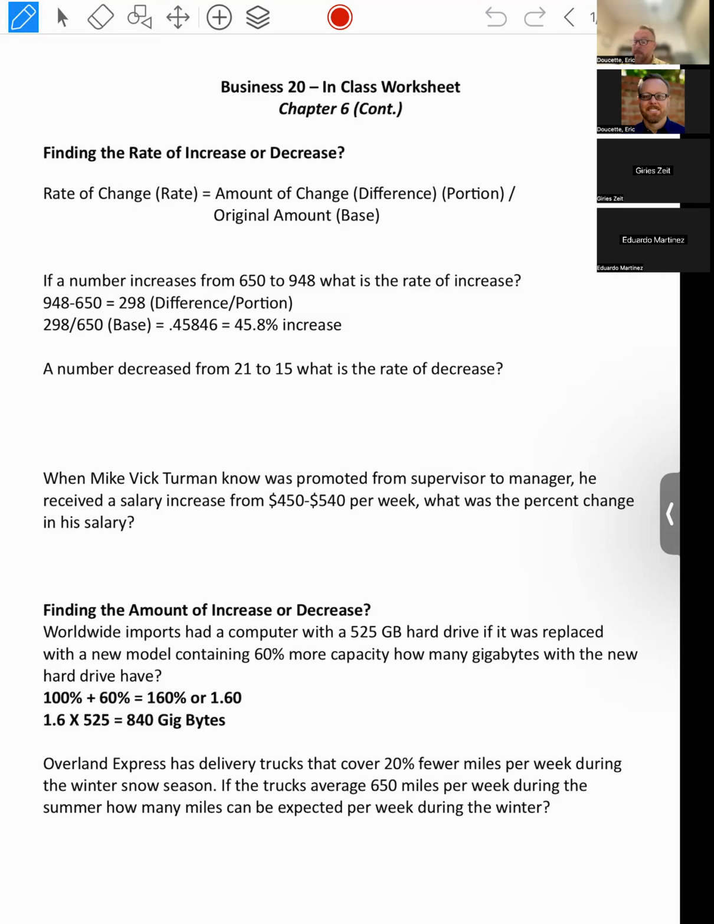So if you look at the example I give there, if a number increases from 650 to 948, what is the rate of increase? Well, in order to find the rate or percentage of increase, you first have to find out the difference or portion of that rate. So in this case, 948 minus 650 equals 298. That is your difference or your portion. And then you would simply throw that into your portion formula. So in this case, 298. And we said the total was originally what? 948. So I would divide those two together.